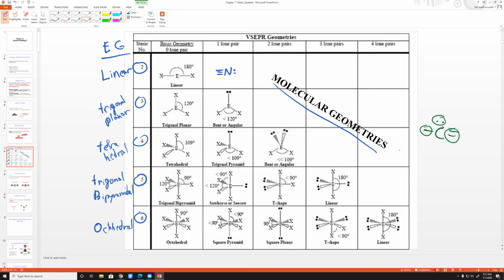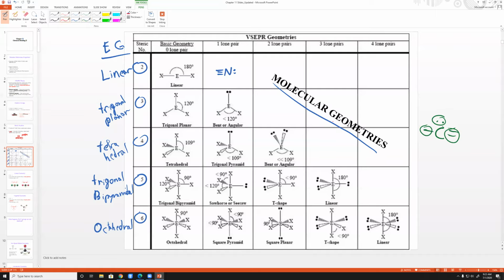And then you would see, oh, what's 3? Trigonal planar. That means the electron geometry for this atom would be trigonal planar. So you would just do that. Any questions on that? Okay, cool. So now the harder part, which is the molecular geometry.